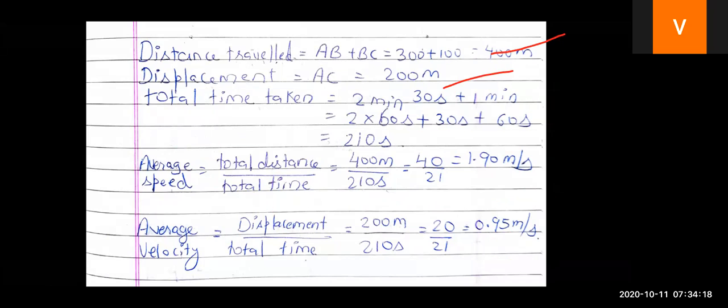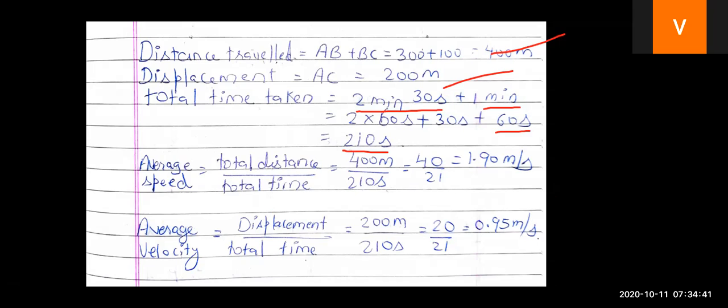And total time, sorry children, here he is returning and he is taking 1 minute more, right? So total time is 2 minutes 30 seconds and then he is returning to point C and is taking 1 minute in that, right children? So we'll add 60 seconds to this, okay? So total time is 210 seconds, okay?